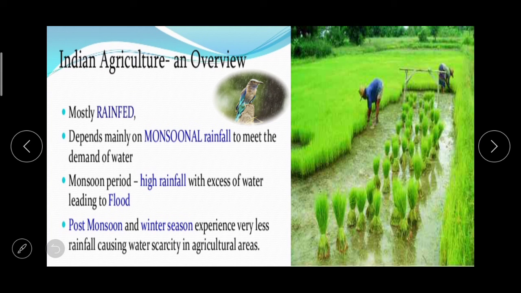A good rainfall at the right time increases crop production, while untimely rain can cause damage to the crops. If it is not on time, अगर वो टाइम पे नहीं होता है, टाइम के बाद या टाइम के पहले होता है तो क्रॉप्स का बहुत ज़्यादा नुकसान होता है. So it is given here that a good rainfall at the right time increases crop production, while untimely rain can cause damage to the crops, and the rainfall in India is quite erratic.